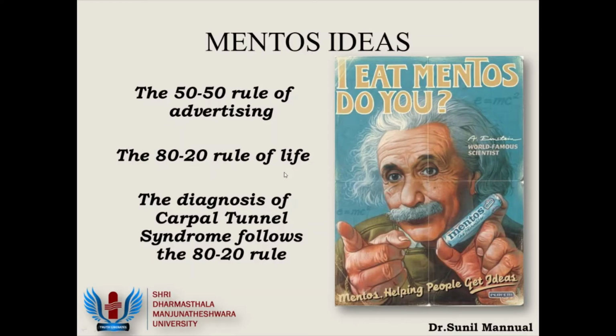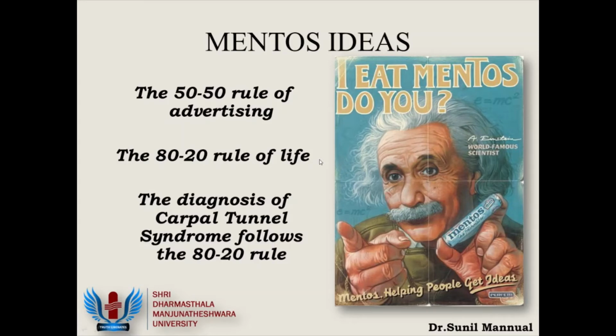Now the diagnosis of carpal tunnel syndrome also follows the 80-20 rule. When I see a patient, from the clinical examination and the clinical findings, it's obvious to me that it is a carpal tunnel syndrome, and it's also obvious to me that it is idiopathic, because idiopathic carpal tunnel syndrome is the most common condition. After having ruled out the structural causes, it's obvious that it is a carpal tunnel syndrome. So making a diagnosis of carpal tunnel syndrome just requires 5 to 7 minutes.